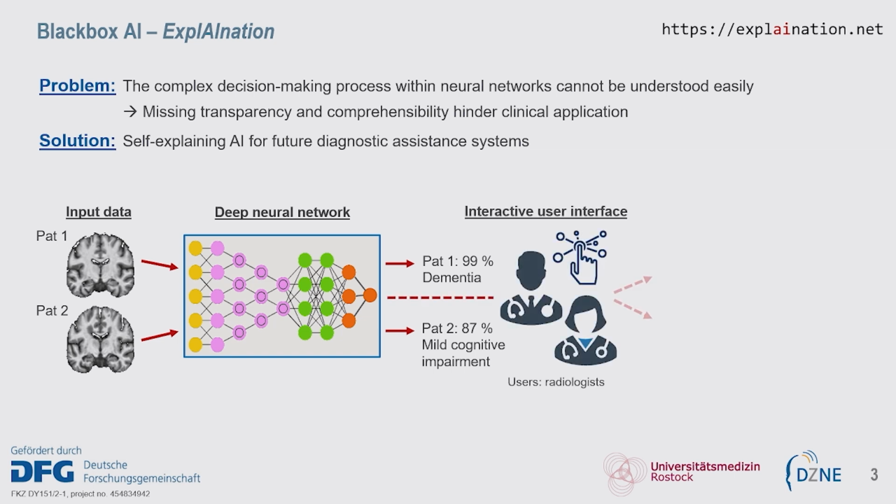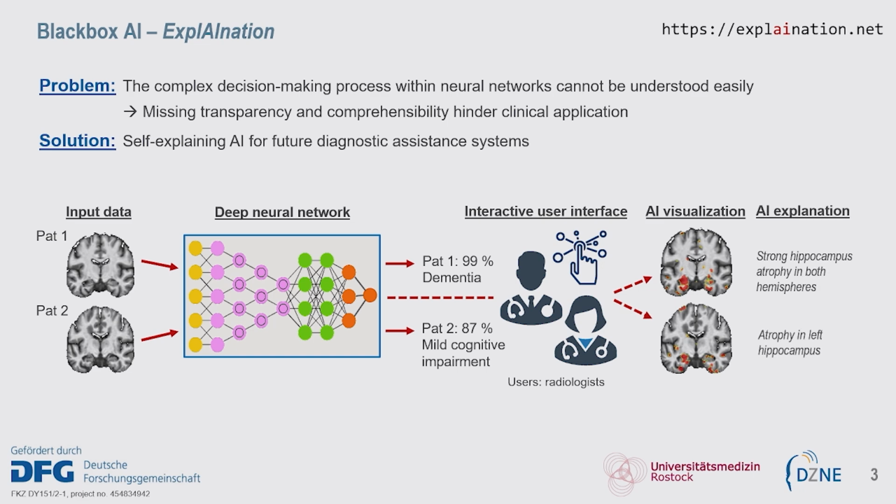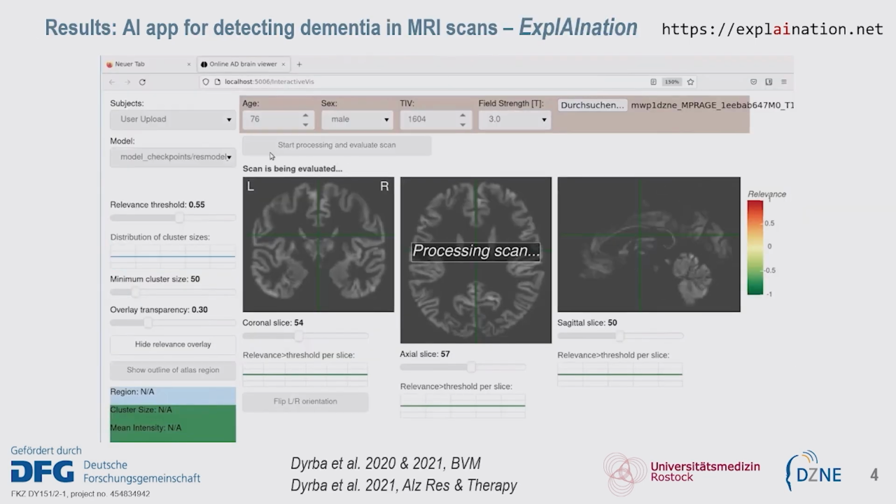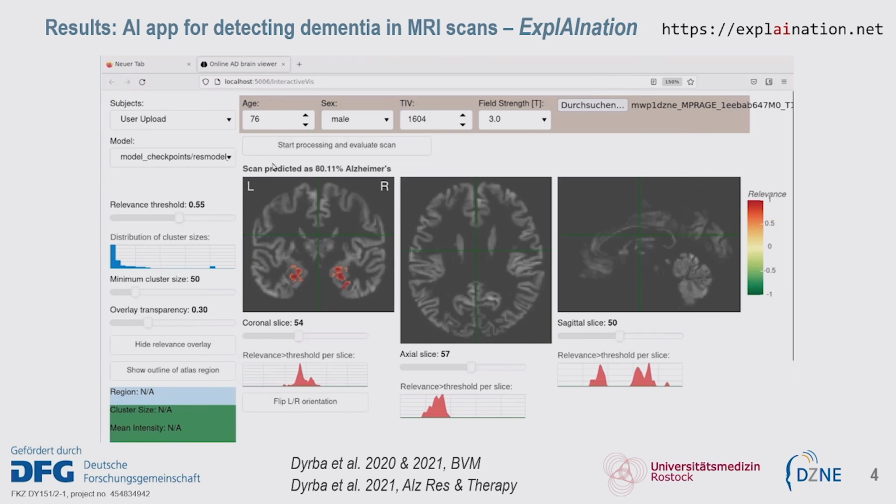One idea is to create a user interface where we can add visual explanations derived from relevance maps, for instance for convolutional neural networks, and add textual explanations which summarize the key points the AI detects in these kinds of images. To do that, a couple of years ago we published an app which uses convolutional neural networks.